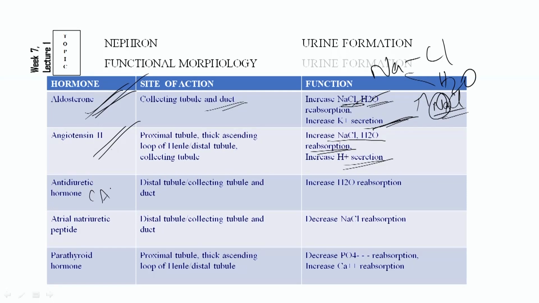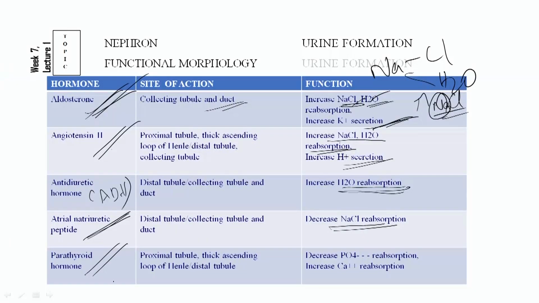Then ADH, the antidiuretic hormone or vasopressin you can say, acts on the distal tubule or the collecting tubule, where it increases the water reabsorption. It is an antidiuretic, that means against the diuretic process. We will see what diuresis is in the next lecture. Then atrial natriuretic peptide acts on the distal tubule or the collecting tubule, where it decreases the sodium chloride reabsorption. As a result, more sodium chloride will be excreted along with the water. Remember, wherever the sodium chloride is leaving, it will take the water along with it.